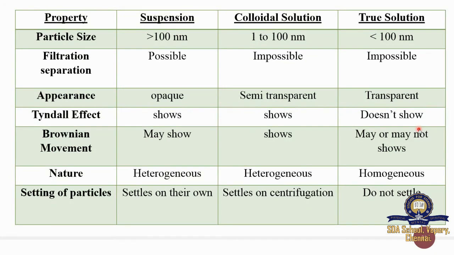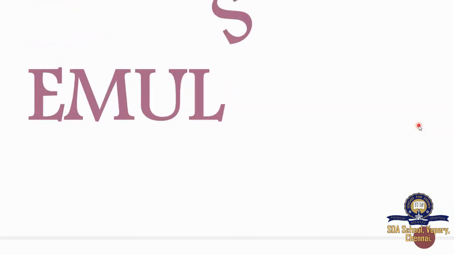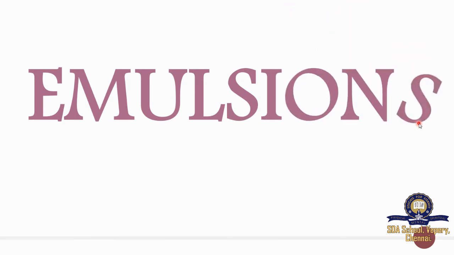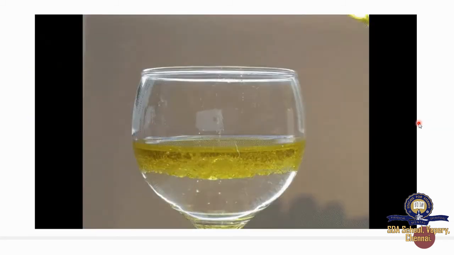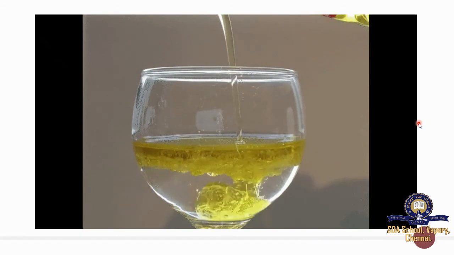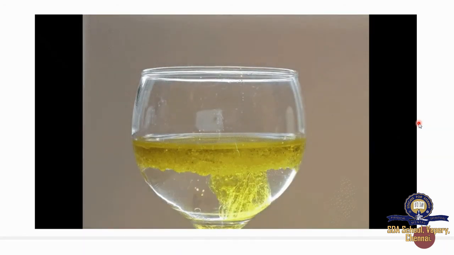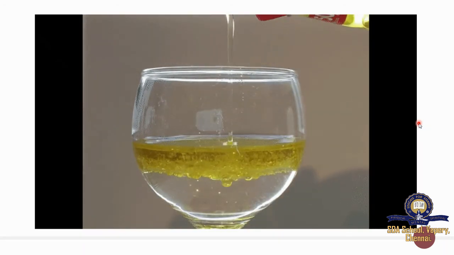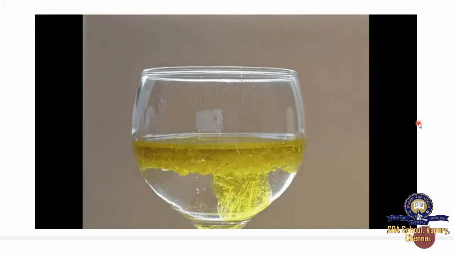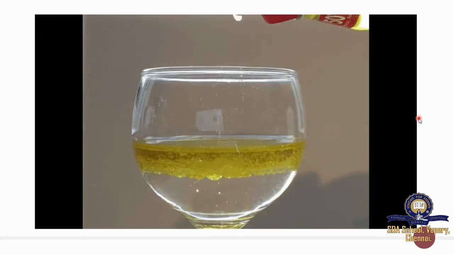Now we move on to our next subtopic, which is emulsions. We know that dissolving a solute in a solvent gives a solution, right? But some substances don't dissolve in water, right? For example, water and oil. When we add them together, they don't dissolve. They form two distinct layers since they are immiscible with one another.